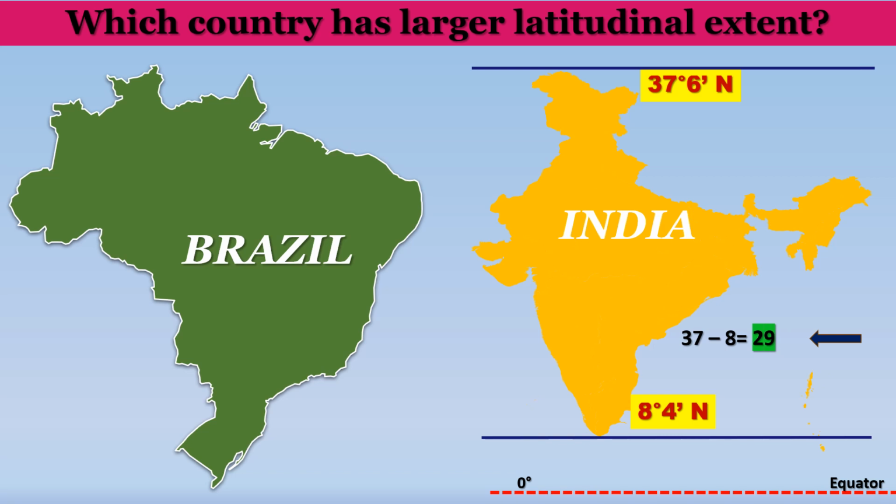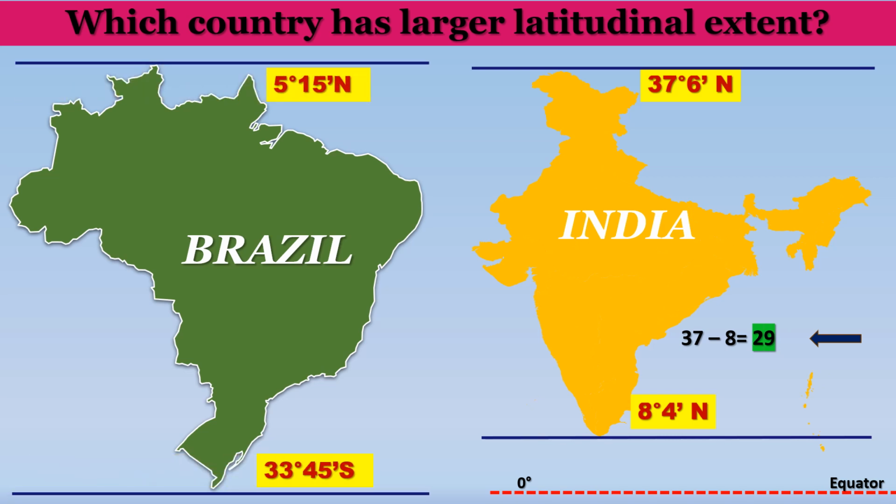Now we move on to Brazil. The latitudinal extent of mainland Brazil is from 5 degree 15 minutes north to 33 degree 45 minutes south. The equator passes in the northern part of Brazil. We already know that some part of Brazil lies in the northern hemisphere, while the remaining part of Brazil, that's the major part of Brazil, lies in the southern hemisphere. So it is 5 degree above the equator and 33 degree below the equator. So here we will have to add to get the latitudinal extent of Brazil. So when we add 33 to 5, we get 38. Therefore, the latitudinal extent of mainland Brazil is 38, which is greater than the latitudinal extent of mainland India, which is 29.